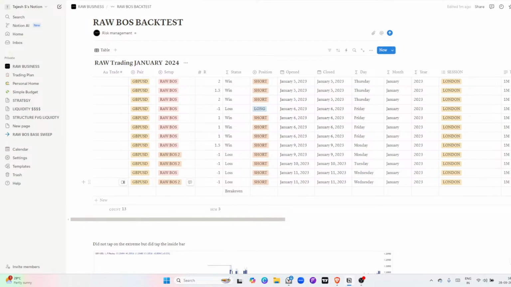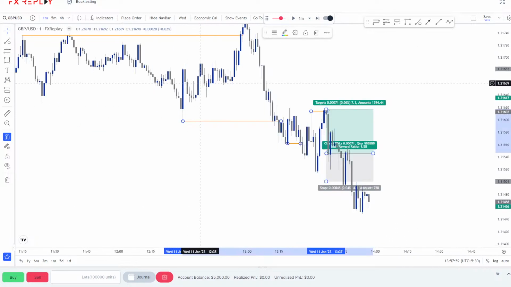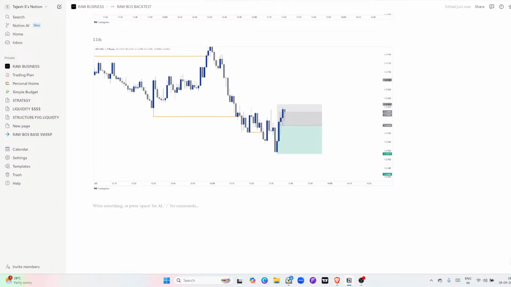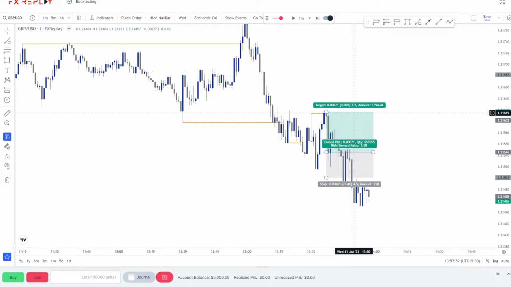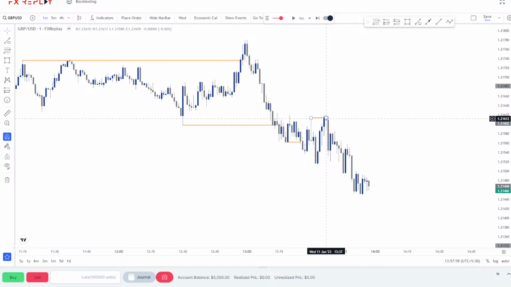So these are all raw break of structure itself. Event. Yep. So we take this. Okay, I'll just see if we paste this. Maybe if this had swept here, we would not have taken the trade. But it is what it is. Let's move on to the next one.